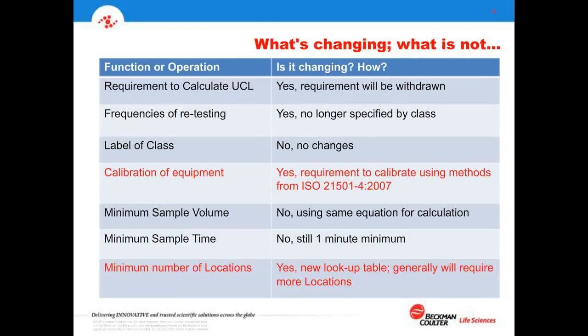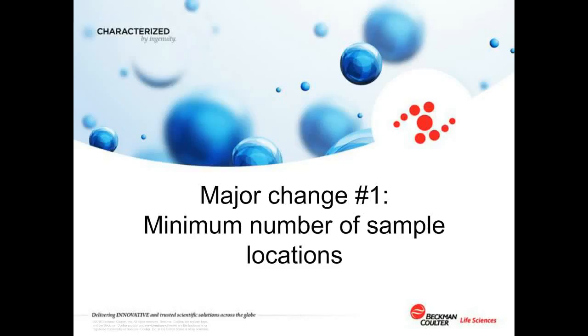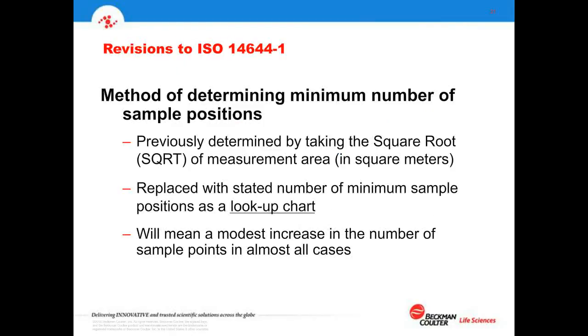So let's focus on the two main items, the minimum number of locations and the calibration of equipment. These are really the ones that impact people most. So minimum number of locations, let's look at that. Previously, it was a simple mathematical calculation based on the area of the room or zone. It might be an isolator we're talking about, not a whole room, but a box, a laminar airflow bench. Whatever the zone of interest is, we would measure that and get a value in square meters, and then take the square root of that area.